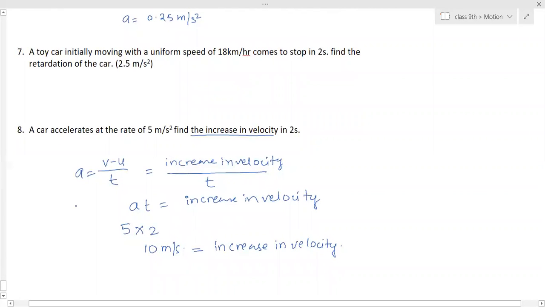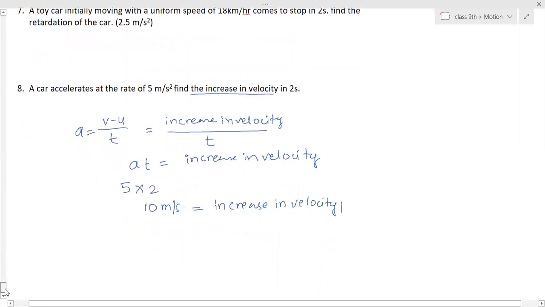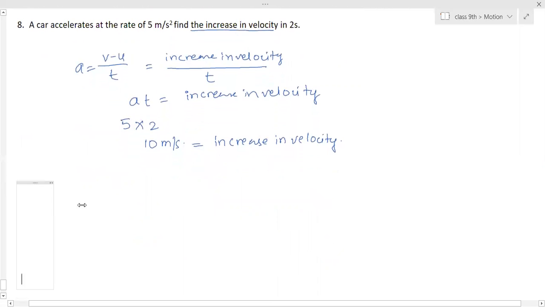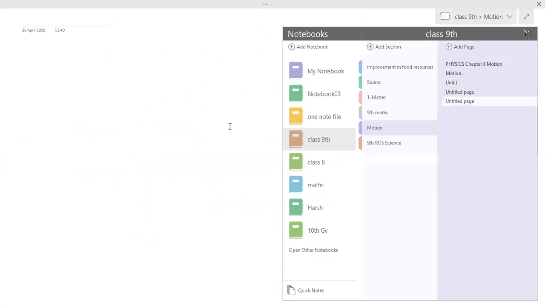So these are the questions based on acceleration. There are many more numericals based on equations of motion. Before studying equations of motion, we have to go through the graphs of linear motion. There are two types of graphs. We have to check which type of graph for what conditions. So the next part is the graphs.